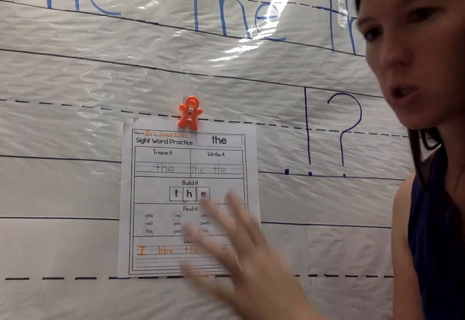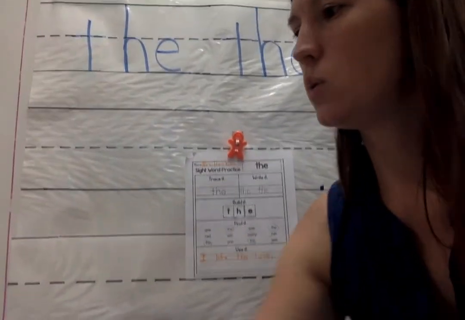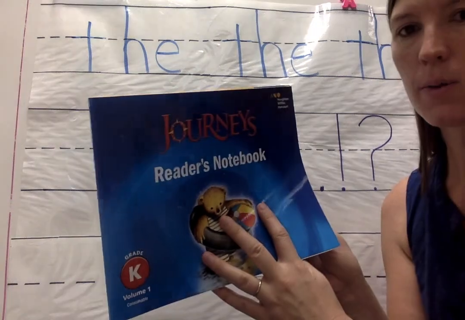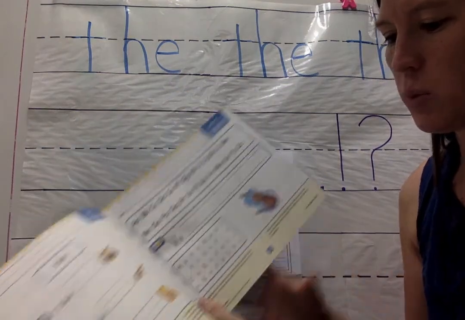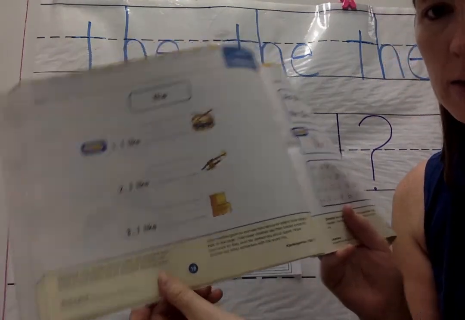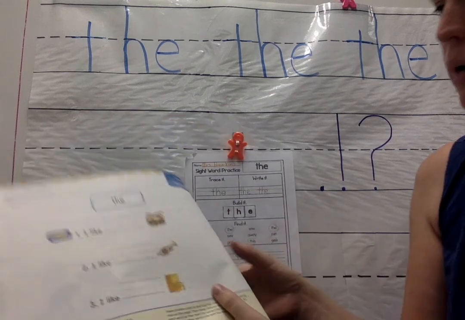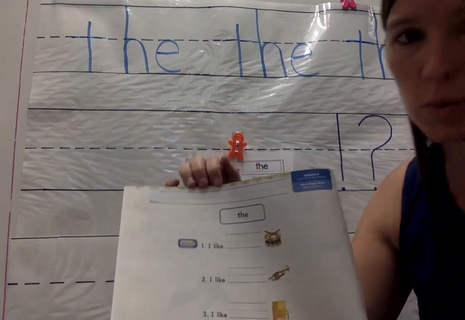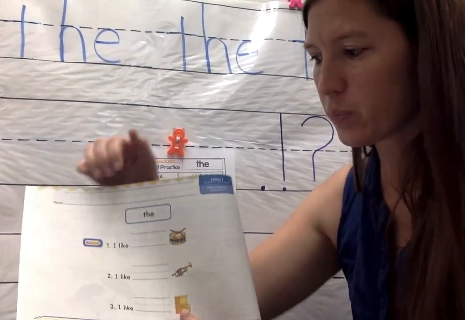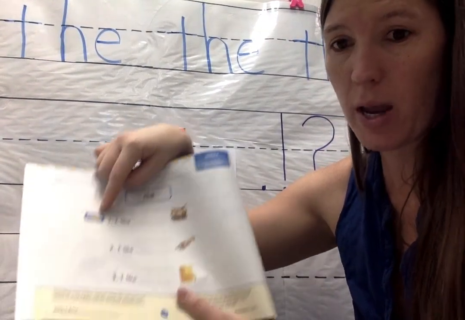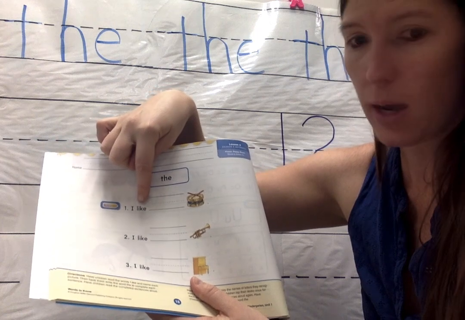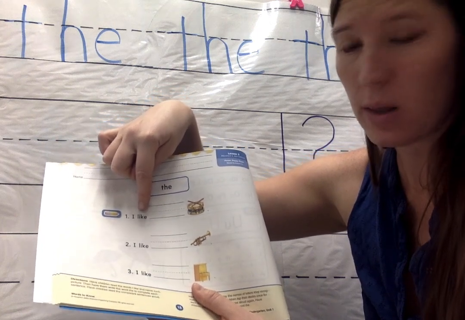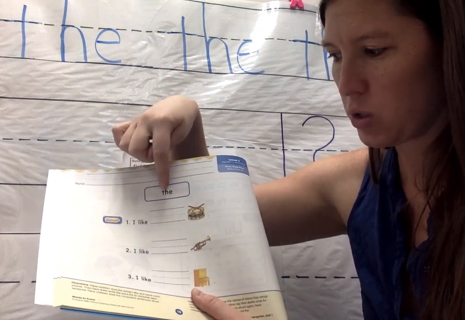After you're done with your worksheet, you're going to get your Journeys workbook and turn to page 18. On this page, you're going to be writing the. Here's a name space. Don't forget to write your name. Here's the pencil. It says write. I like. You already know those words. You could read them. The. Don't forget to write the.